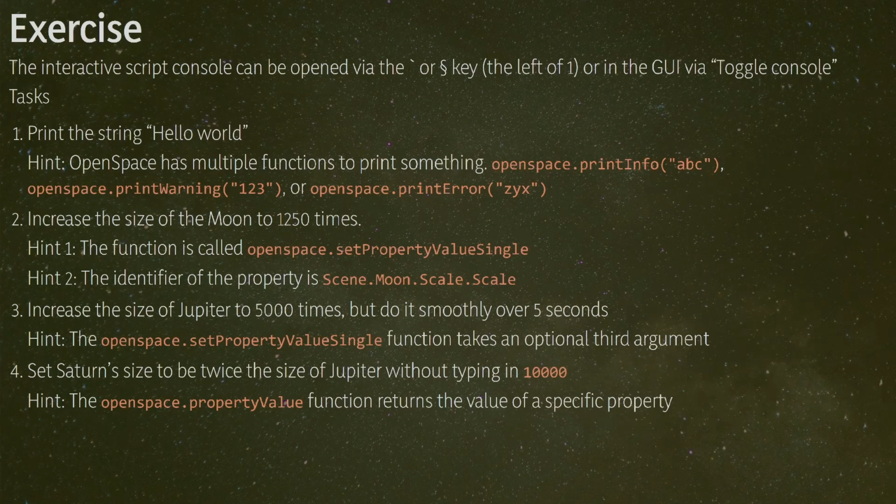And then the other ones: scaling up the moon, scaling up the size of Jupiter, and the fourth one is a bit more involved: increasing the size of Jupiter by a factor of 2, but without actually typing in 10,000. So it's like combining multiple functions together. And I'll be here if there's any questions.